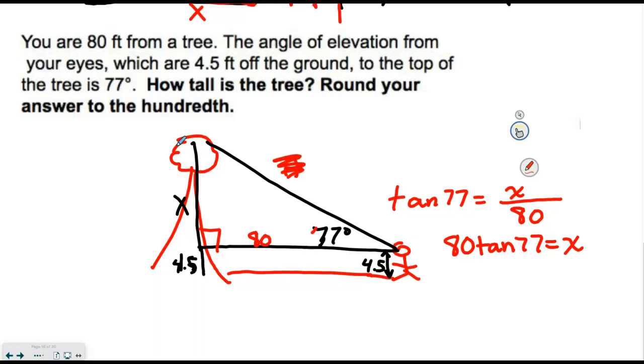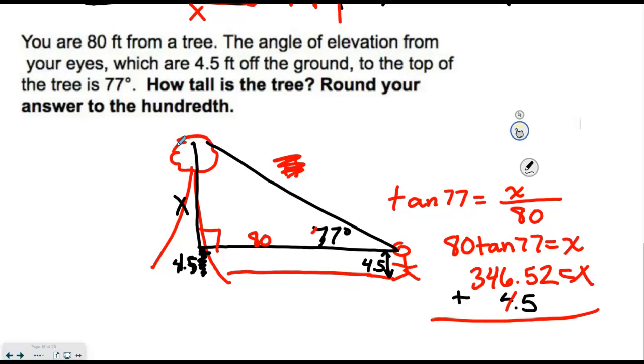So when I do 80 tangent 77 on my calculator, I get 346.5, let's say. What does it say, round to? Hundredths, right? That's the x. But keep in mind, I need to add this 4.5 on because I started this at eye level. So we would add our 4.5 feet onto that, and that would be our final answer.